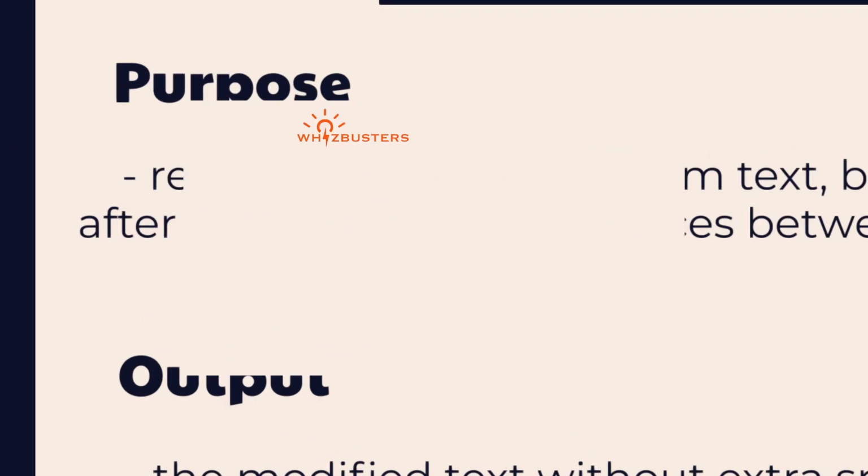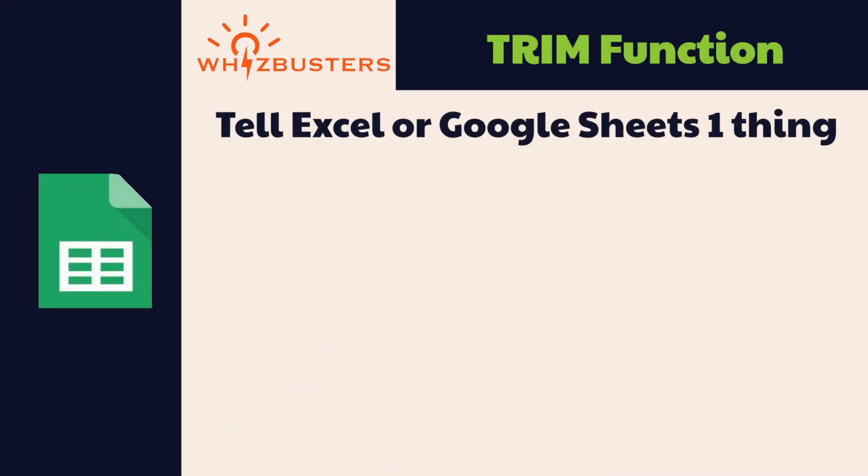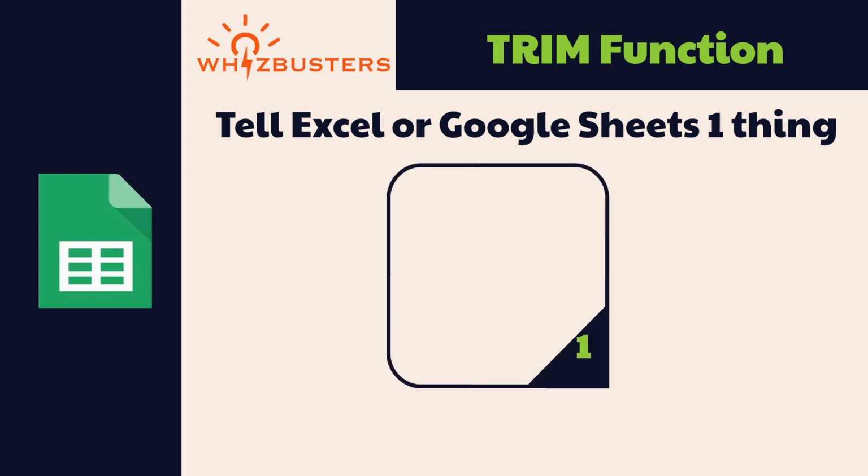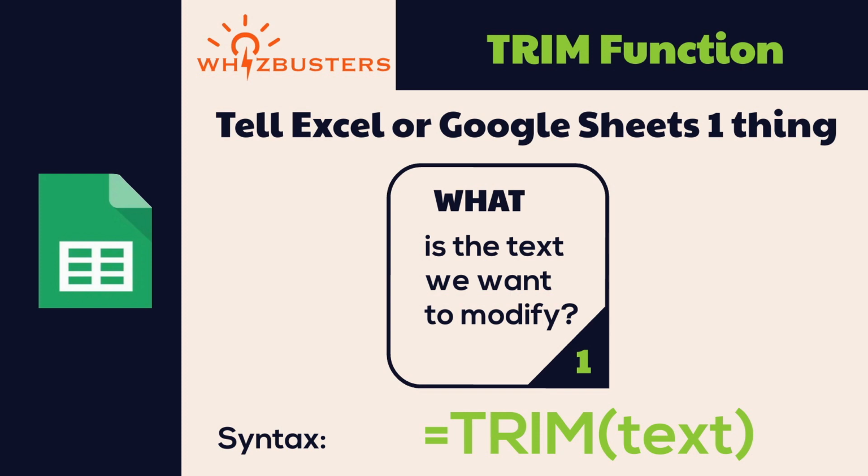To use the trim function, we need to tell Google Sheets or Excel one thing, and that is the text from which we want to remove extra spaces. So let's take a look at an example.